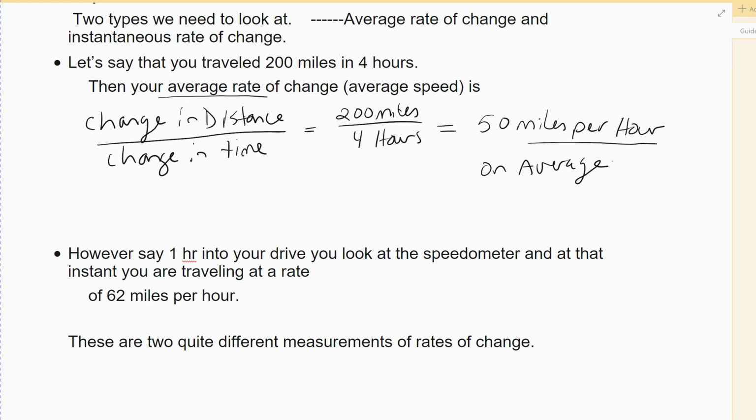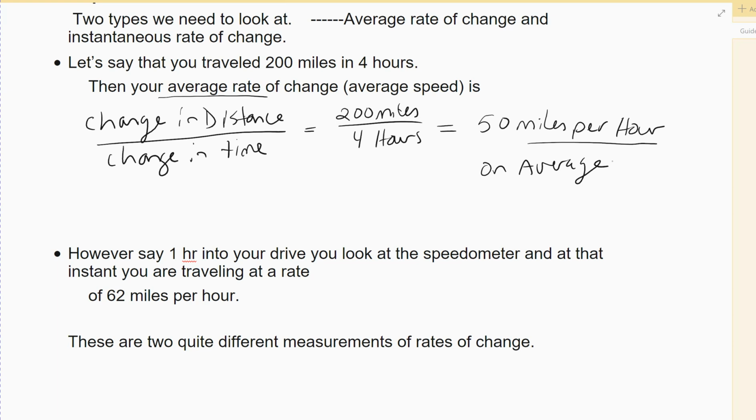Sometimes you'll be traveling faster than that. Sometimes you'll be traveling slower than that. If you could add up all of your times and all of your speeds and find the average, your average would be 50 miles per hour. So that's what you averaged. All right, so that's the average. Over the 200 miles, your average speed was 50. Now, sometimes you might have been going 50, but more than likely you were going faster than that and slower than that, and it averaged out to 50.